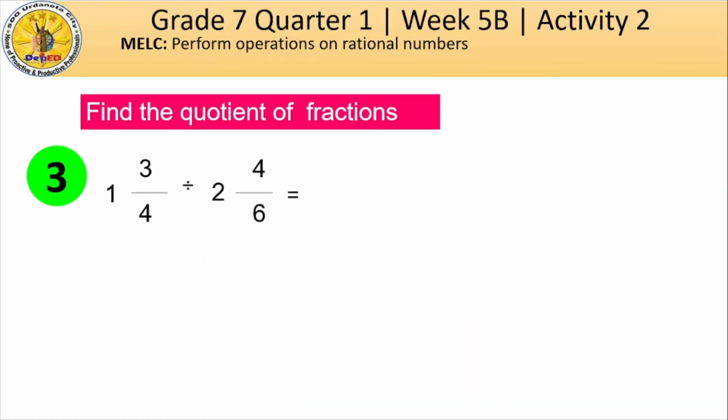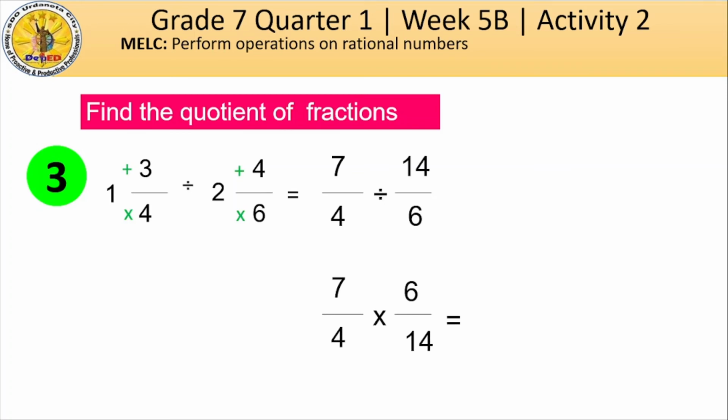Example number 3. Let us find the quotient of the mixed numbers 1 and 3/4 and 2 and 4/6. As we could see here, we are dealing with mixed numbers. So, ang uunahin natin gawin is to convert these mixed numbers into improper fractions. So, 1 and 3/4 and 2 and 4/6 will become 7/4 and 14/6. Now, let us follow the rules in dividing fractions. This is by copying the first fraction and getting the reciprocal of the second. And then proceed to multiplication.